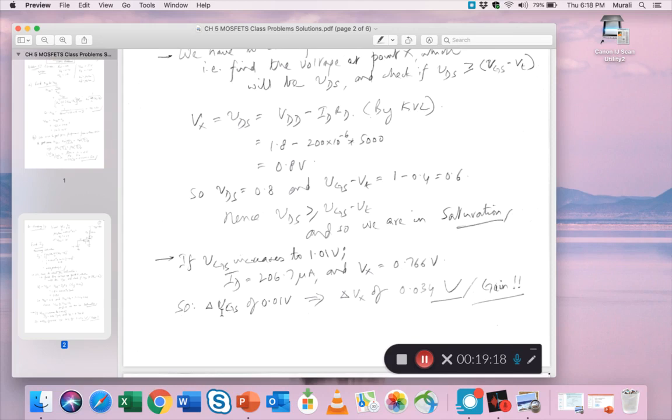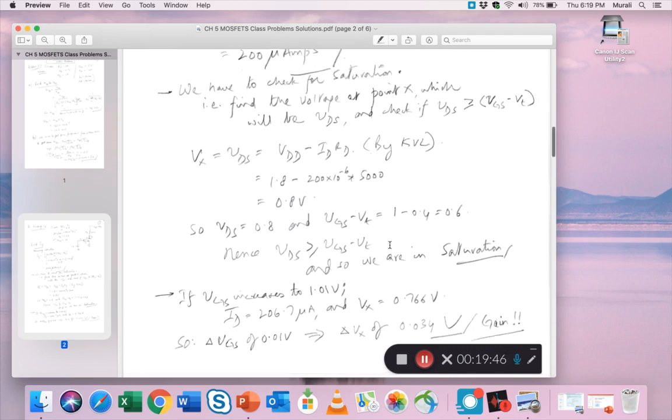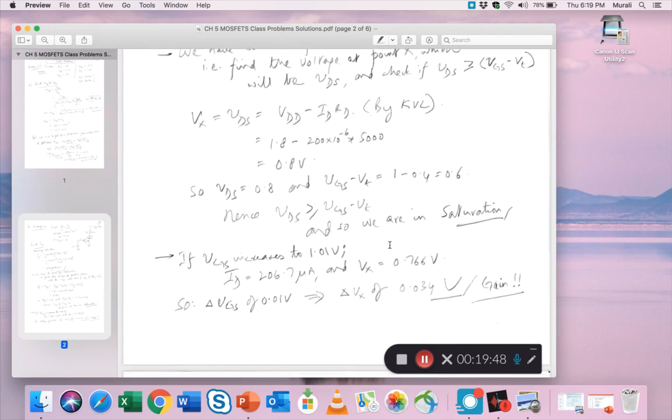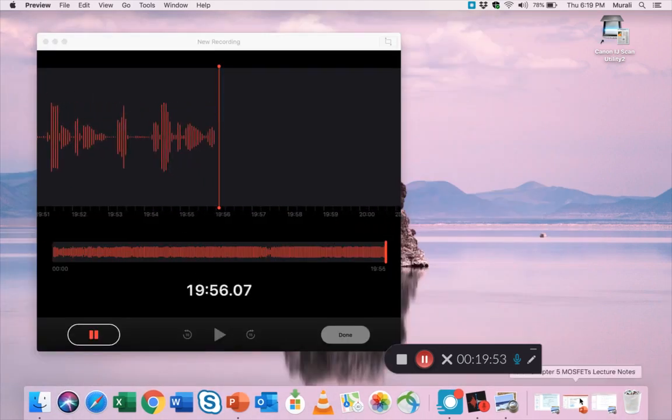So by raising the gate to source voltage by just 0.01 volt, we actually raise the delta on the output. The drain voltage is 0.034. So you can see it's about 3.4 times gain. So even though we are not studying amplifiers yet, that is where we are headed. This example is trying to show you the gain properties, or the gain ability, of the device. Okay, so that hopefully is clear.